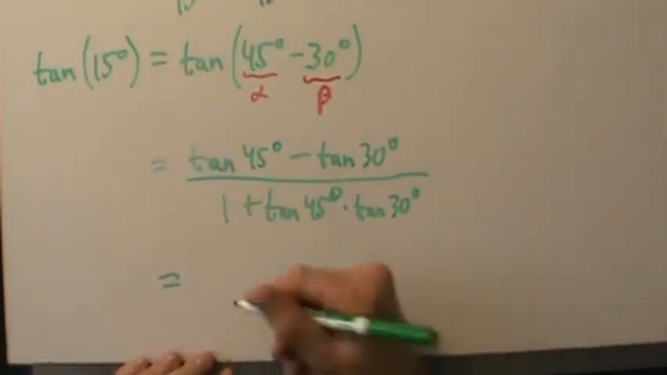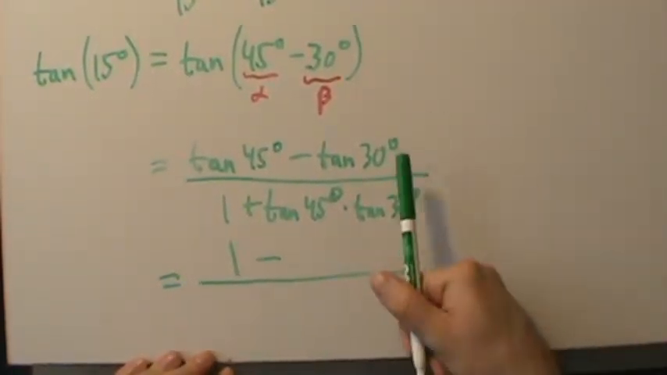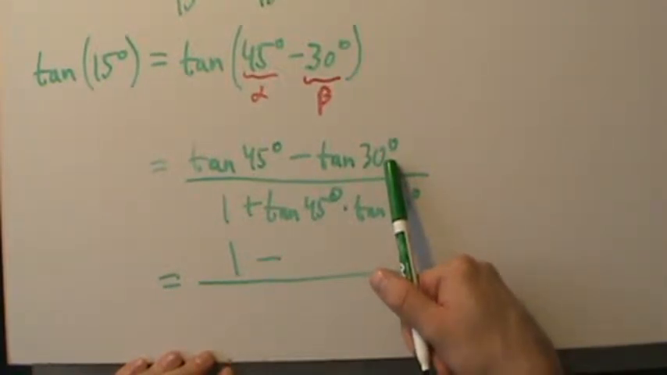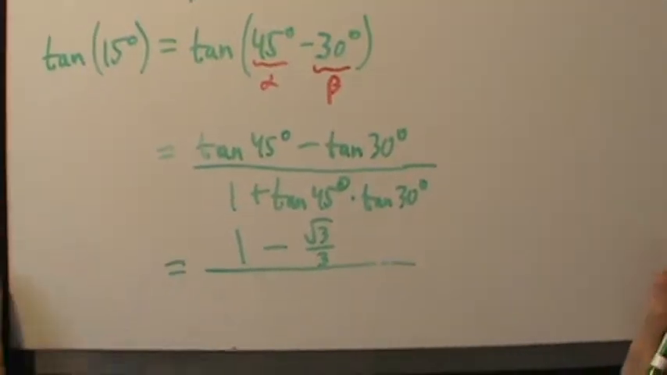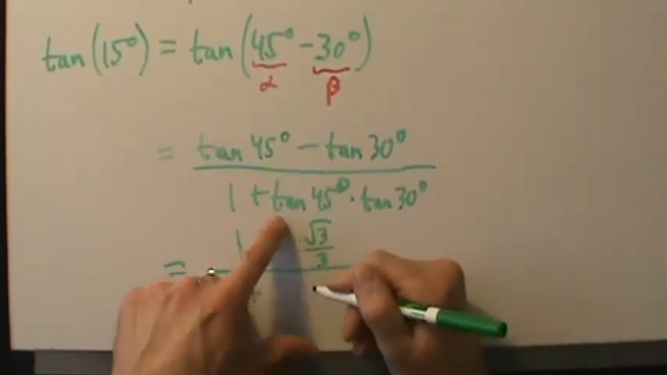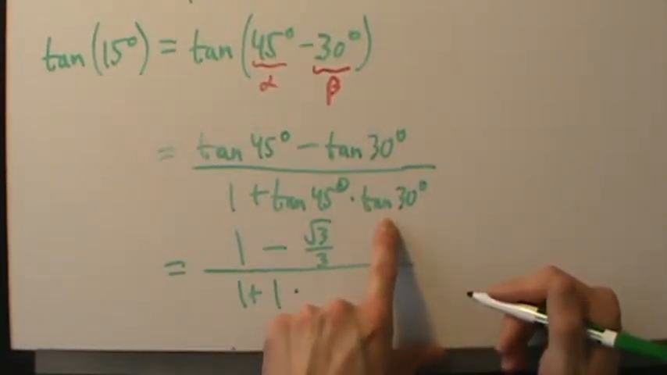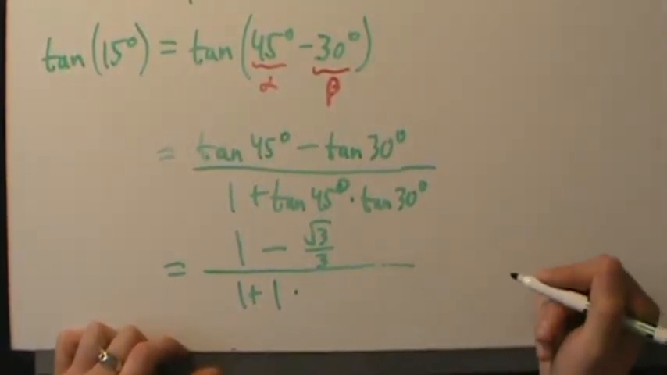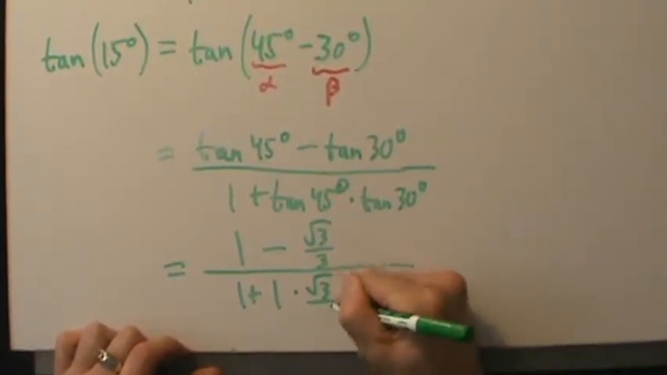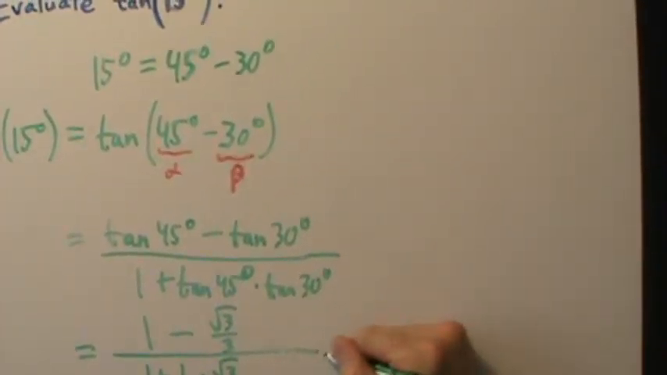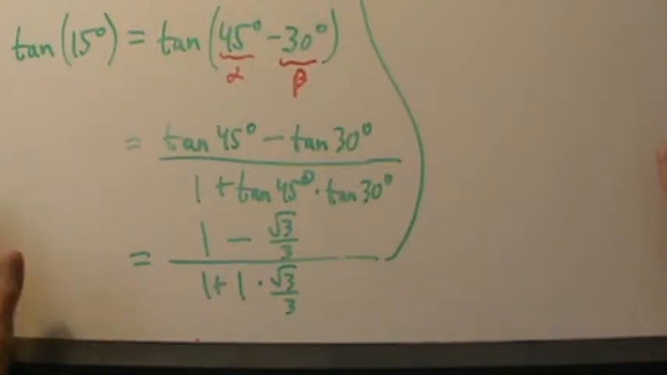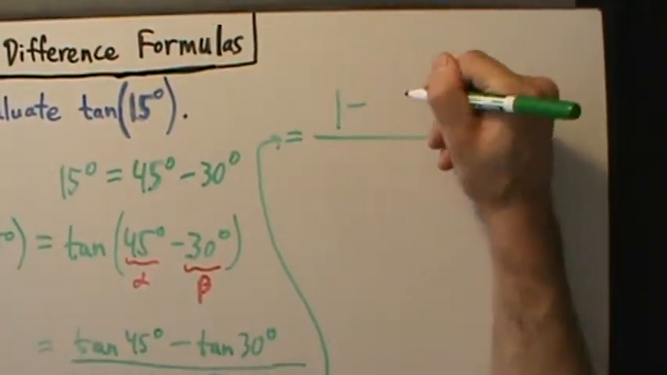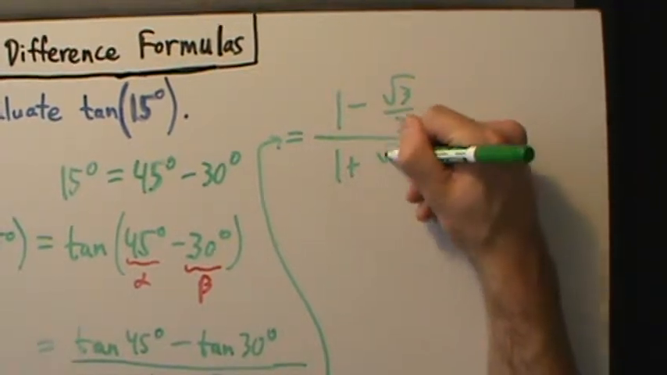Now it's just a matter of knowing the unit circle. Tangent of 45 degrees is 1. And tangent of 30 degrees is the square root of 3 divided by 3. And then 1 plus tangent of 45 degrees, which is 1, times tangent of 30 degrees, which is root 3 divided by 3. So we come up here: 1 minus root 3 over 3, and then 1 plus root 3 over 3.